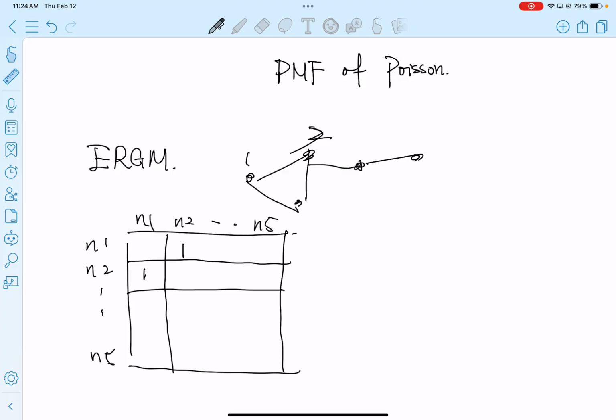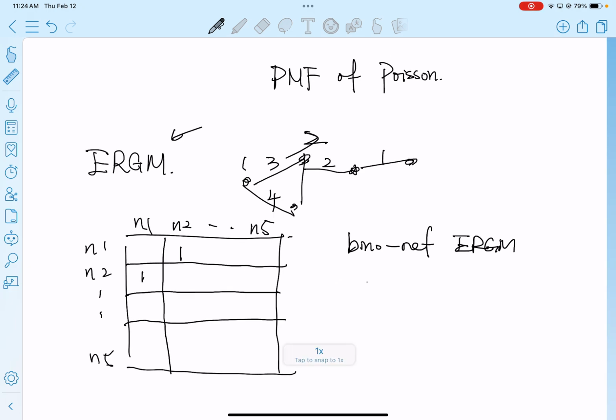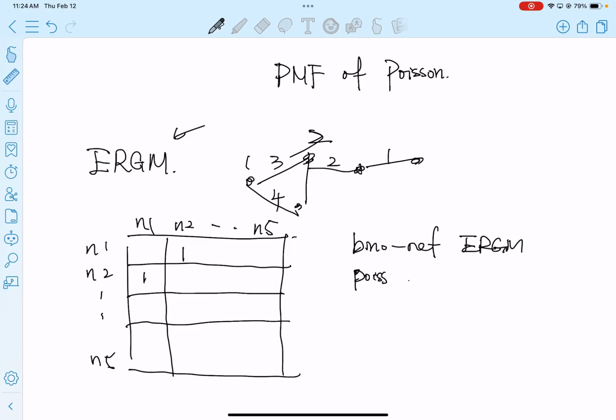That says node 1 and node 2 have an edge. But when the edges have weights, for example a weight of 3, a weight of 4, and weights of 1, 2, and 1, then essentially you have a weighted graph. The exponential random graph model is a machine learning model that can model the graph and also the weights of the graph. In the ERGM framework, there are two things: the binomial reference ERGM and, of course, the Poisson reference ERGM.